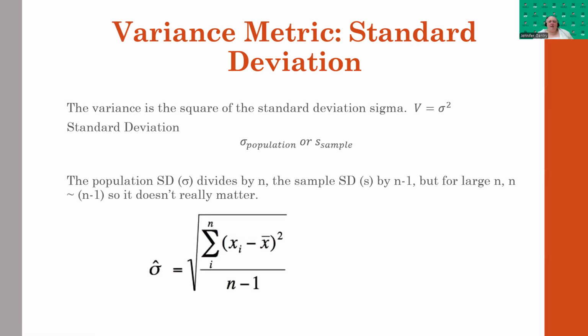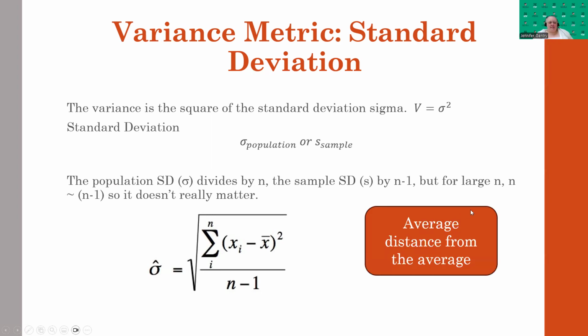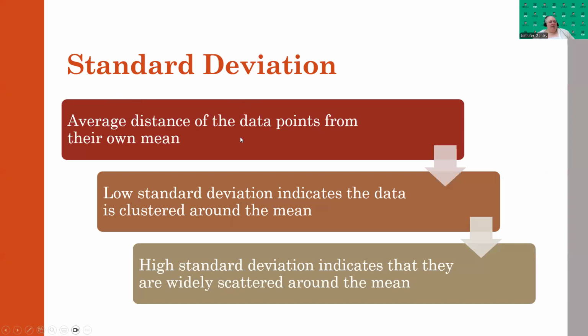I do have an equation here. It's the square root of the summation of x minus x bar squared, where x bar is the average, divided by however many I have. So it's the average distance from the average number, how far I am from the average. Standard deviation is the average distance of the data points from their own mean. So this will change based on the sample, because when the mean changes, this will change.